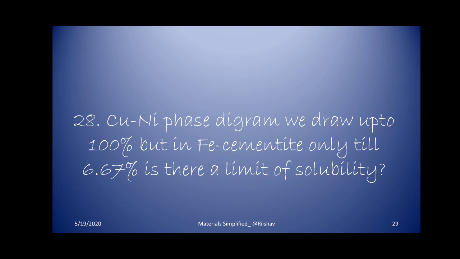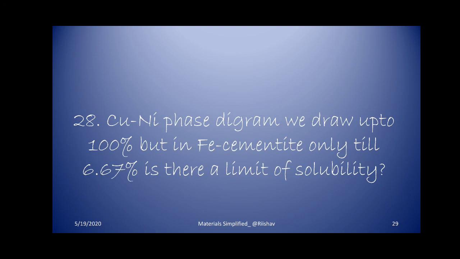So now if they sit at voids, just think, obviously the number of voids in the entire lattice will be limited. So once these voids are filled, no more carbon can come and sit at those places. So we say there is a limit of solubility. When we are talking about interstitial solid solution, there is a limit of solubility.